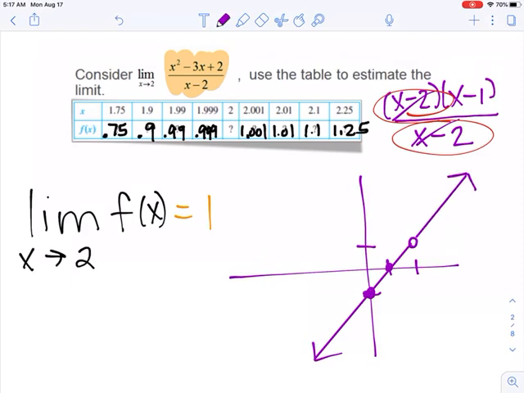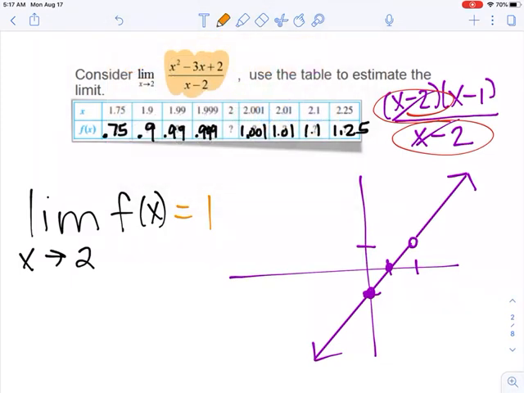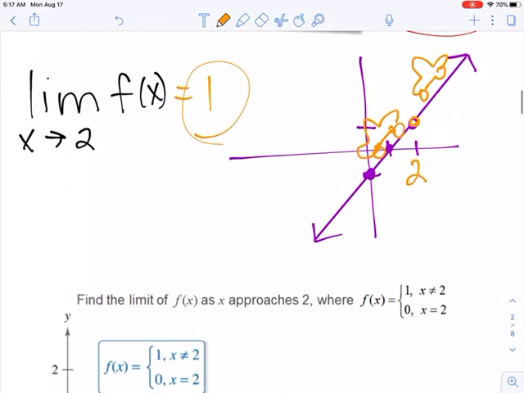Okay, so here's our graph. If we look at our graph, and we imagine, if you want to, our car driving along here, as we approach x equals 2, they would run into each other where this hole is, which is at y equals 1, and that is what our limit would be. Essentially, we're looking for the y value of the coordinate that we are trying to approach.